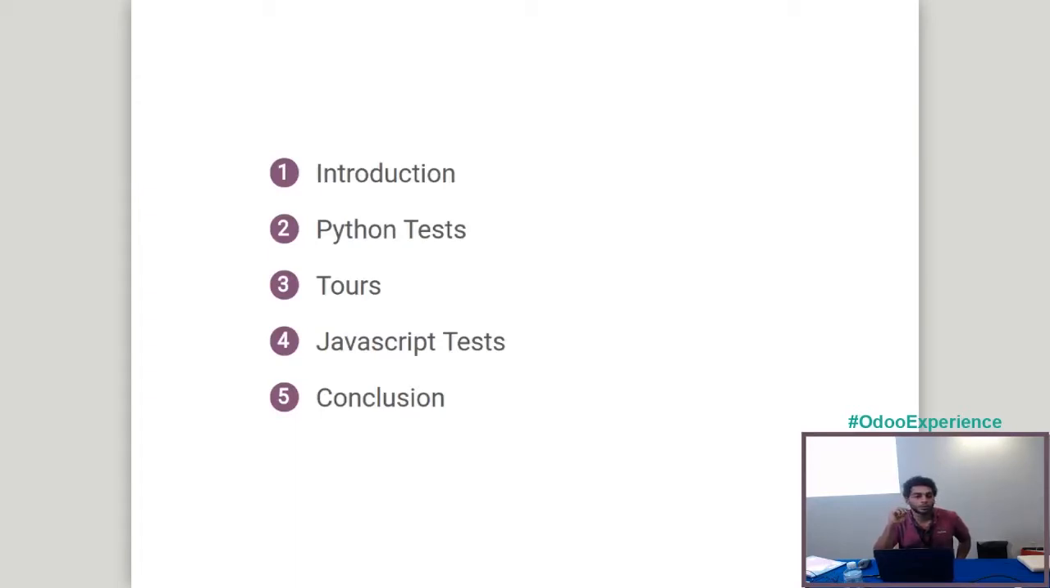Why? Because there is no improvement between V10 and V11 for the first two parts. The Python tests are the same as in V10, and the tools are the same as in V10. But for the JavaScript tests, since the redesign of the framework and the web client, for those who are aware of it, we improved a lot how we can test the JavaScript part.